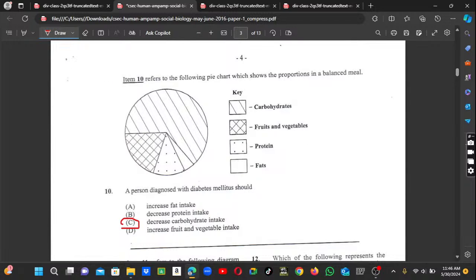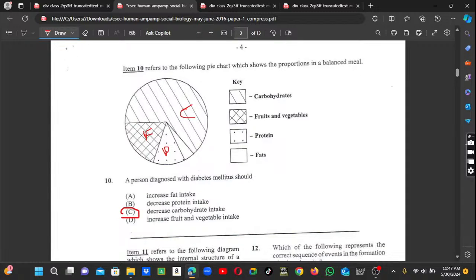All right, number 10. So here we're showing the proportions in a balanced diet. So we can see here would be carbohydrate, right? Fruits would be here, so let me just put F. So F for fruits, C for carbohydrate, right? And we are seeing protein, so P for protein, and F for fat. So far, we're not really seeing much fat here. But let's go along and see what the question is asking. It says a person diagnosed with diabetes mellitus should decrease the carbohydrate intake. So the answer for number 10 would be C.